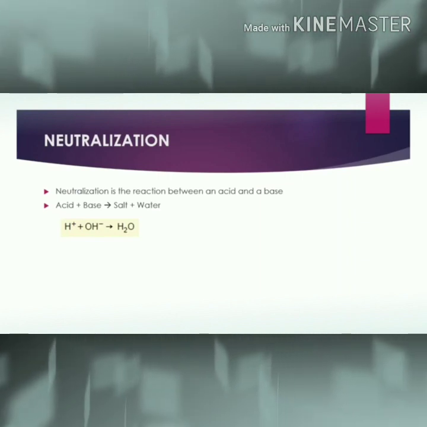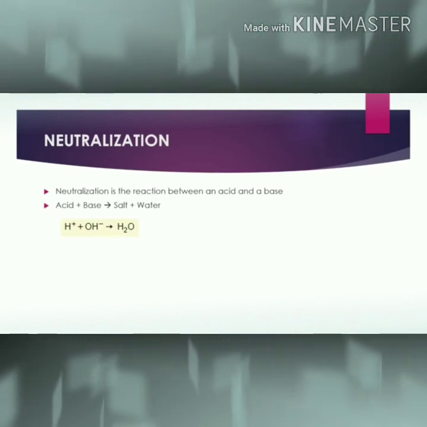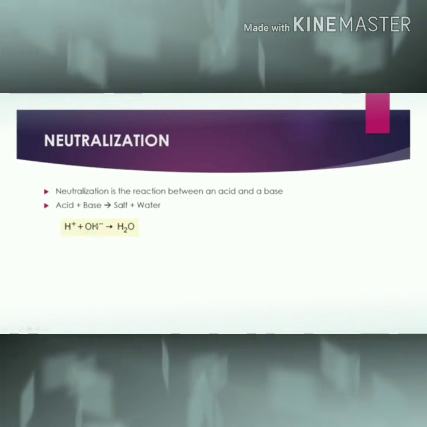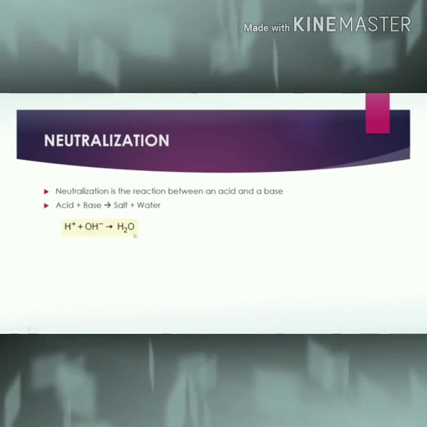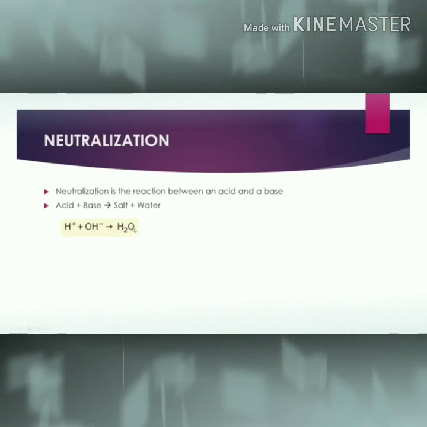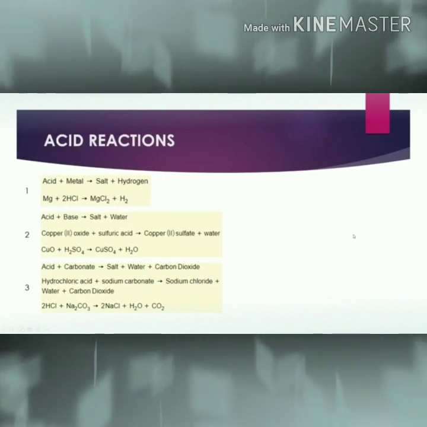Now let us come to neutralization. Here is the neutralization reaction between acid and base. When an acid reacts with a base, it gives rise to salt, and water is obtained as a byproduct. Here the hydrogen ions come from the acid, and the hydroxide ions belong to the base, and then they form water.